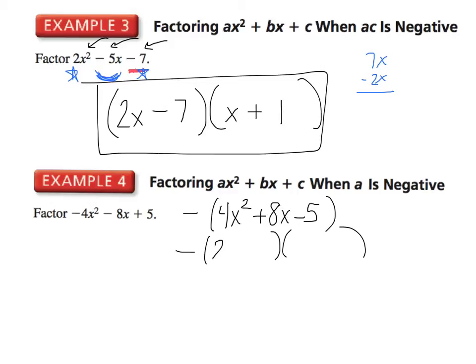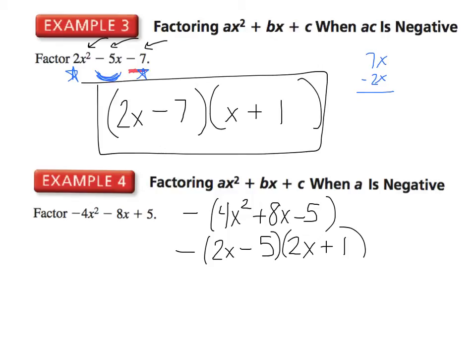I'm going to pick 2x and x, or 2x and 2x. Because this is a negative 5, only a minus and a plus would give me that. I'm going to guess my 2 factors of 5 as negative 5 and 1. Let's see if this works.